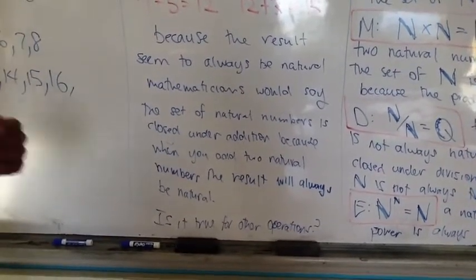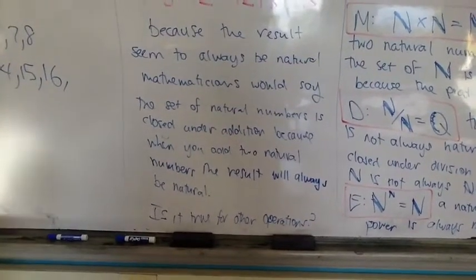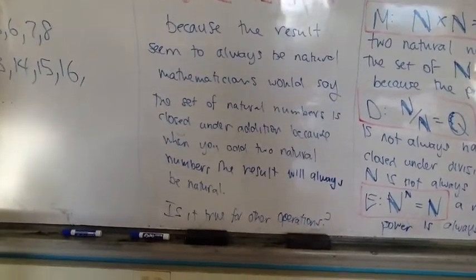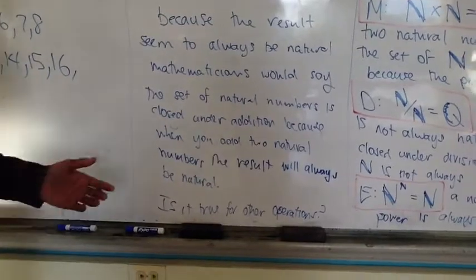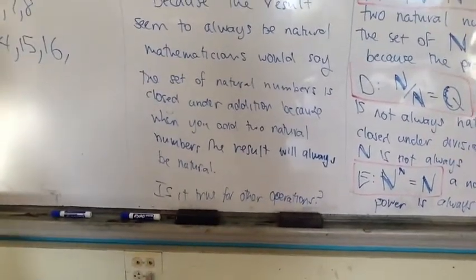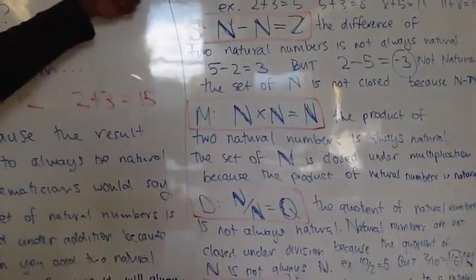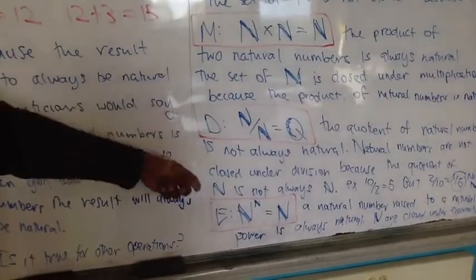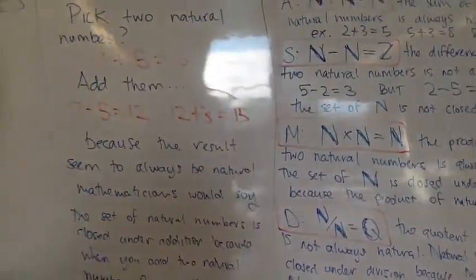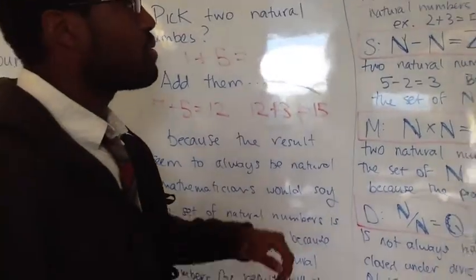So here we have a reason, and it just says because when you add two natural numbers, the result will always be natural. The question that I ask the students is, is this true for other operations? And so we'll look at other operations and we'll explore each of the operations here: addition, subtraction, multiplication, division, and exponents, to see what happens when we perform the operation on the set of natural numbers.